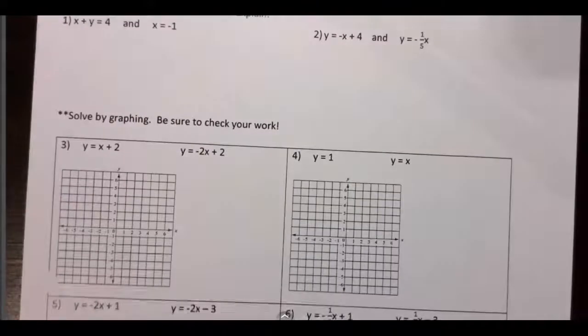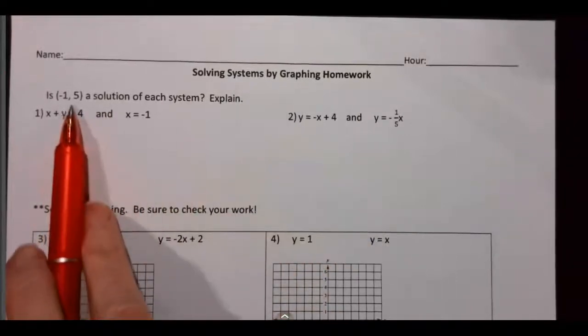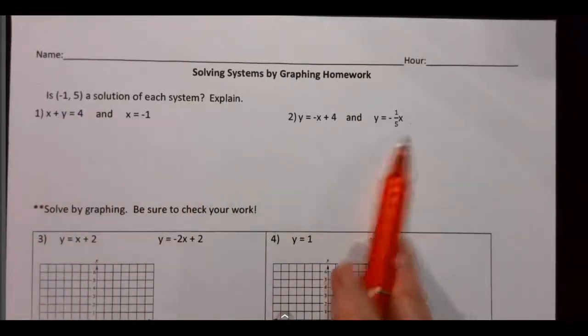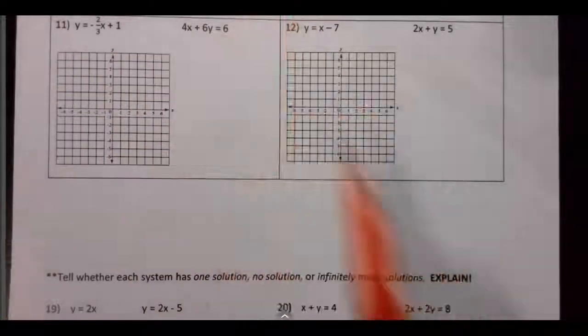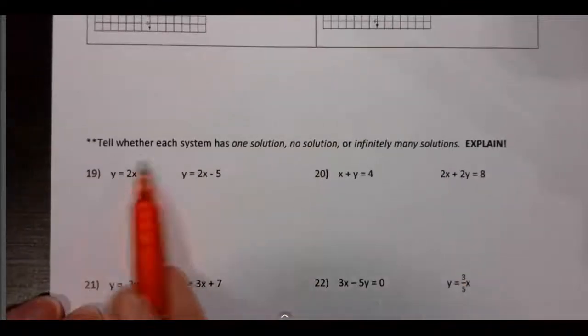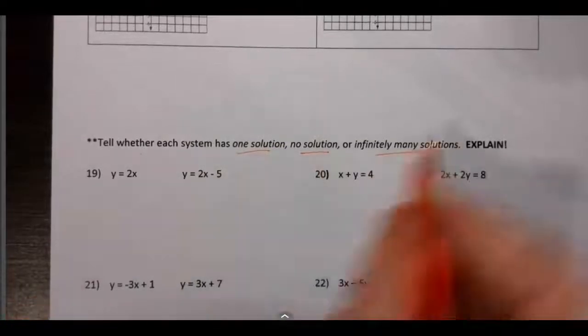So let's look at your homework. The first question is just determine if this is a solution. So all they're doing is here's the solution, and basically what you're doing is you're checking to see if it works. Then you're just going to graph on the same one. On all of these, you're just going to be graphing. Good. Now this one, tell whether each system has one solution, no solution, or infinitely many.